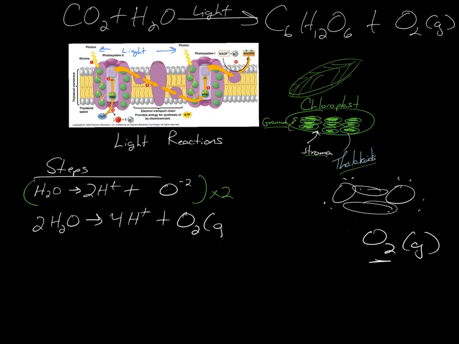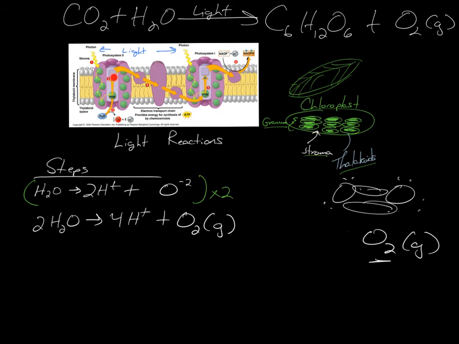Is that clear? I need you to know if that's clear, because this is really important. So this is what's happening here. You take 2 water molecules, actually, you break them up, and you get hydrogen ions and oxygen gas. What happened to these electrons? Where did they go? Look at them. There it is. They get sucked up into the photosystem.